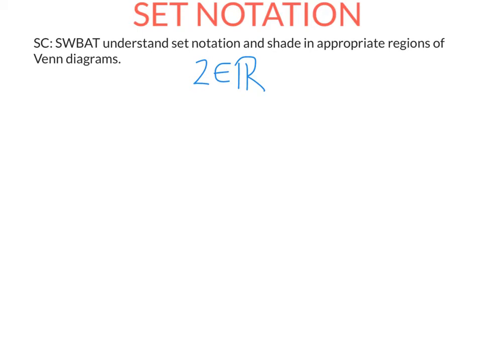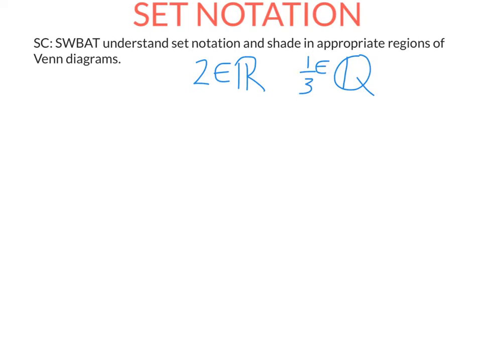So another set you'd be familiar with is the set of all rational numbers. Remember, that's the set of any numbers that can be written as a fraction with an integer numerator and denominator. Like a third, for example, is an element, is a member of the set of rational numbers.